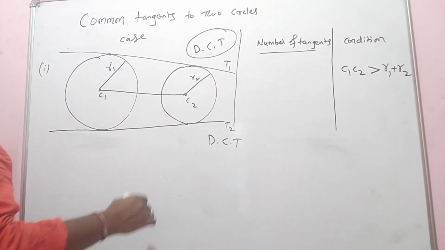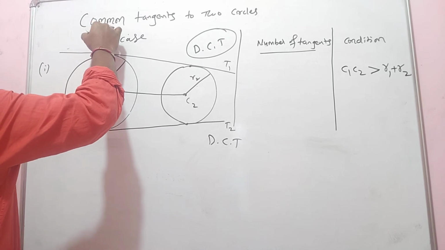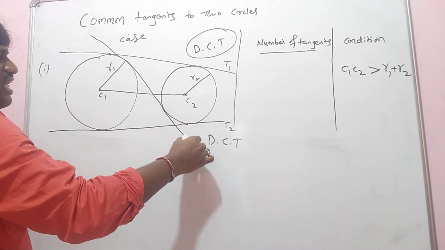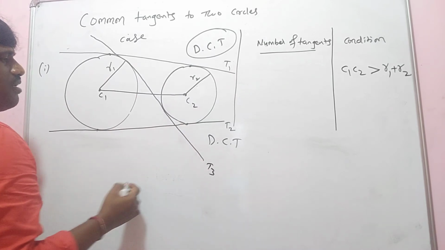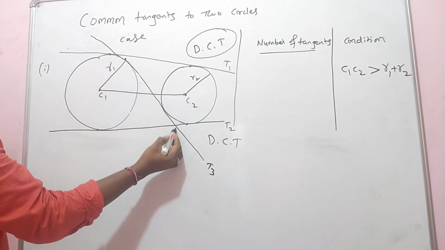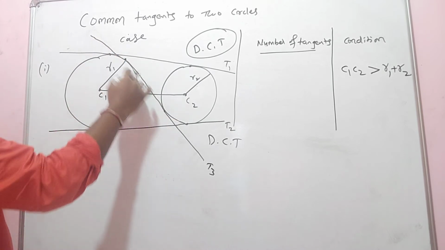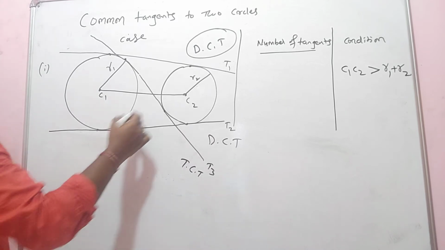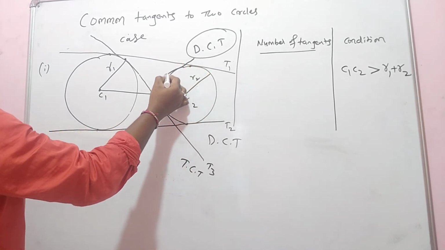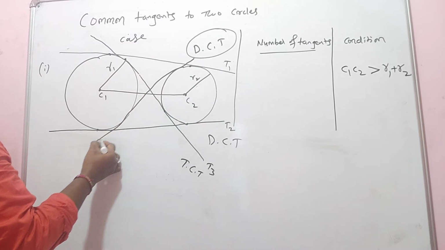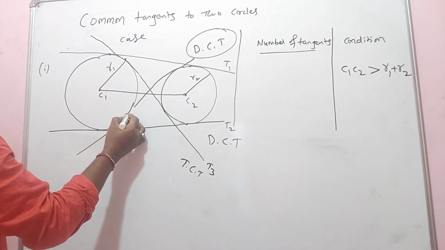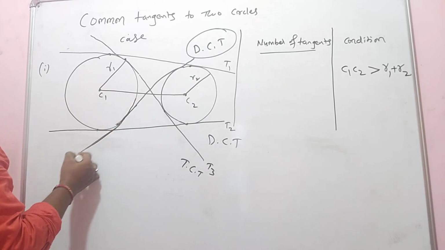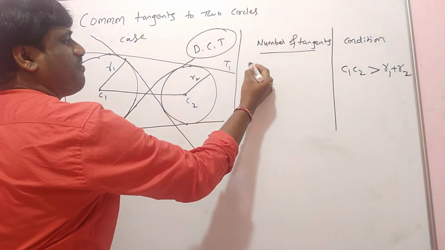Then we can draw one more tangent from this point, from here to here like this. This is tangent number 3. This is on the opposite side. This is what we call a transversal common tangent. And we can draw another tangent from here to here. So totally how many tangents can I draw? I can draw 4 tangents. The number of common tangents will be 4.